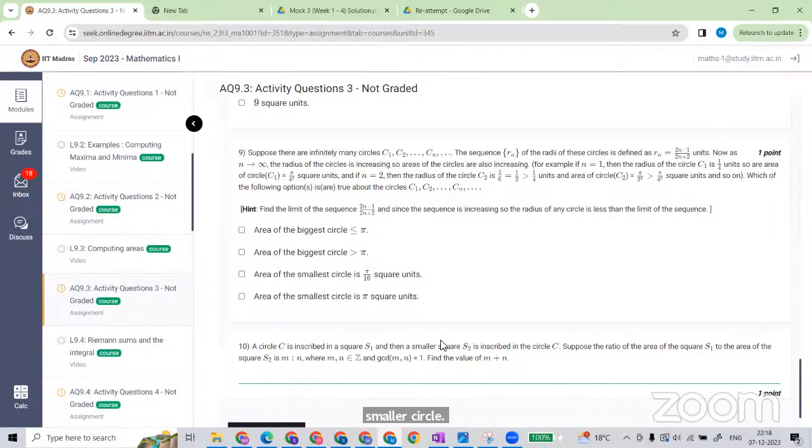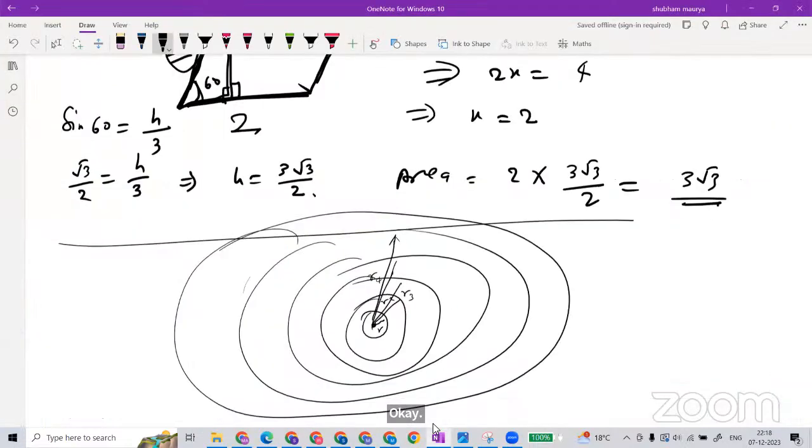So what is going to be the smallest area, area of the smallest circle? Now it is increasing. What is going to be the biggest area? The hint is also given: find the limit. As it is increasing, it will converge to the maximum limit, right? As it is increasing and you find the limit, it will converge to where it has the maximum number, right? Yes, sir.